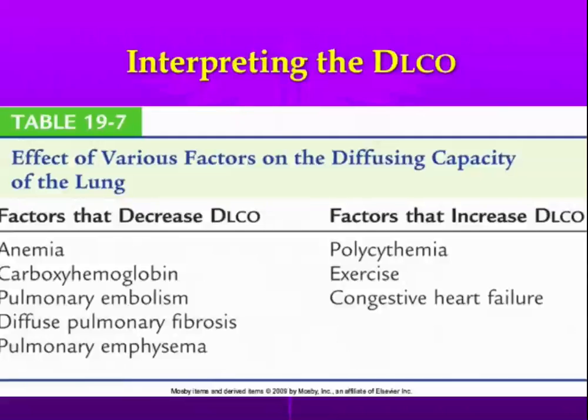There are some factors that can increase DLCO. Polycythemia. If you remember, polycythemia is an increase in hemoglobin. You've got more hemoglobin, so more is going to want to go across. Remember that hemoglobin loves carbon monoxide. Okay? So if you've got more hemoglobin, it's going to act like more magnets and suck it across.